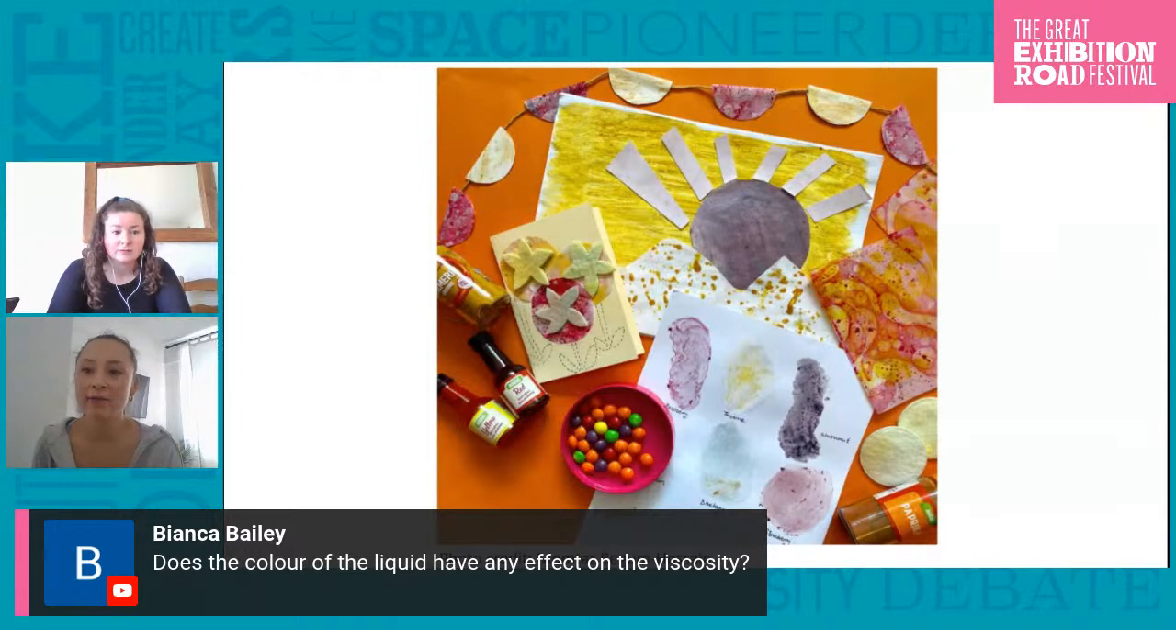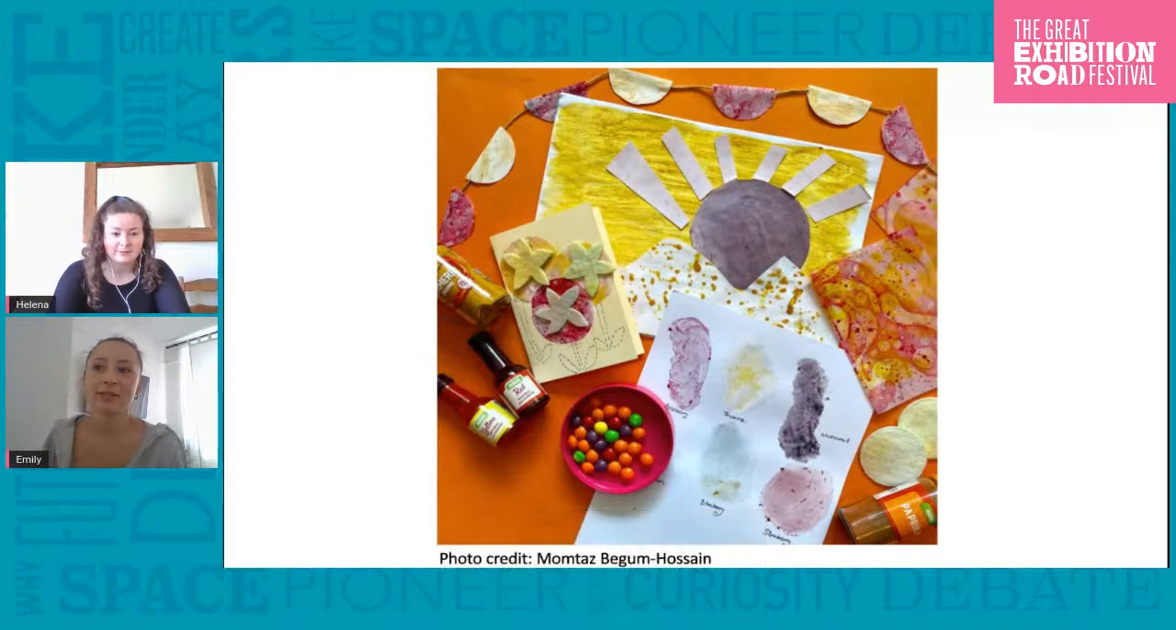So you could have something that's pink, and it might be very easy to pour, and another pink molecule that would be a lot thicker and harder to pour. So for example, honey and oil, they're both orange in color. However, oil is a lot easier to pour, whereas honey is a lot harder to pour. So honey has a larger viscosity than oil does. So I hope that's answered your question, Bianca.